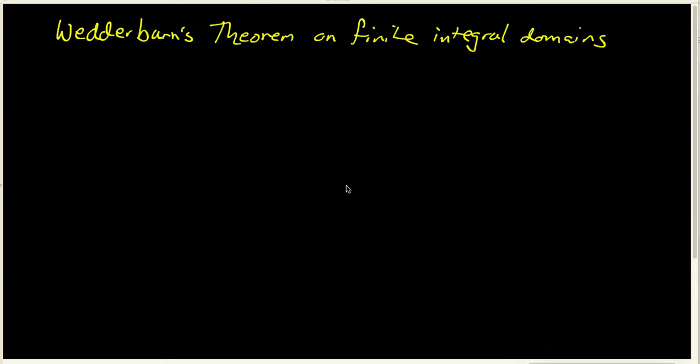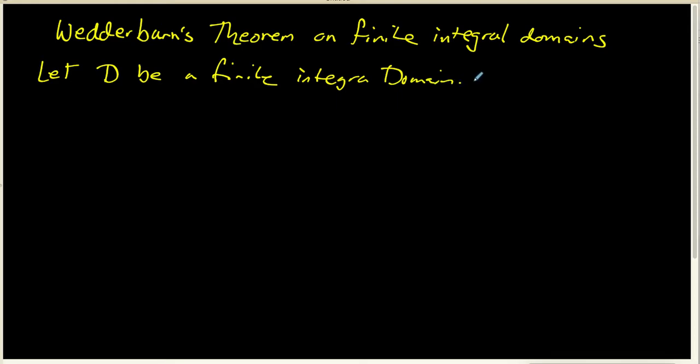In this video, we're going to look at a proof of Wedderburn's theorem on finite integral domains. The first thing is we need to obviously state the theorem. We're going to let D be a finite integral domain. And what that means is that D is a commutative ring with identity that has no zero divisors and a finite number of elements. And Wedderburn's theorem says that then it turns out that D is a full-fledged field.